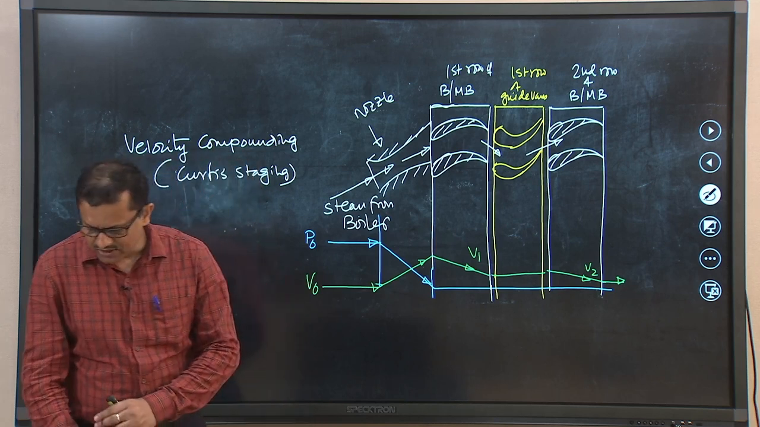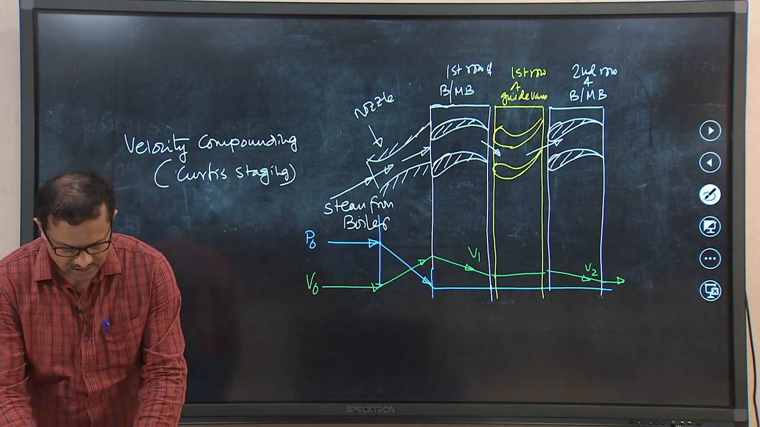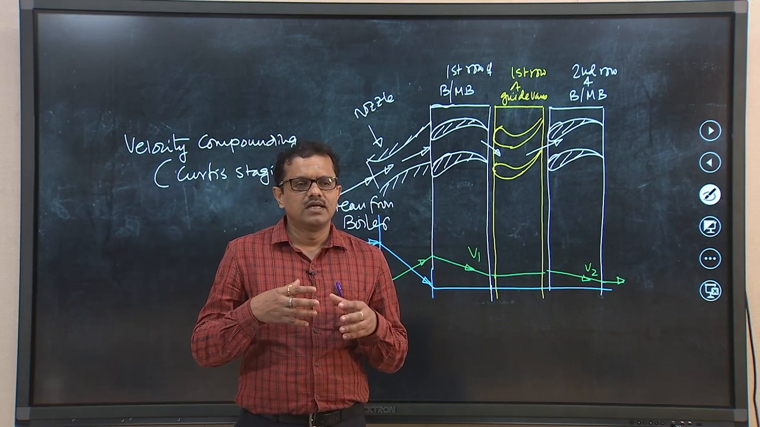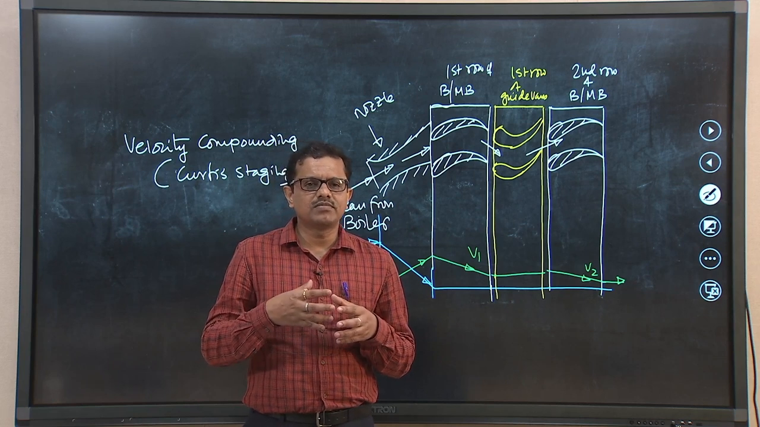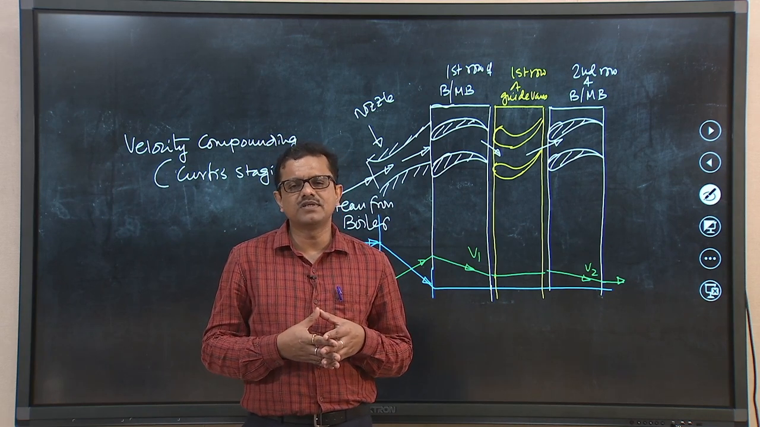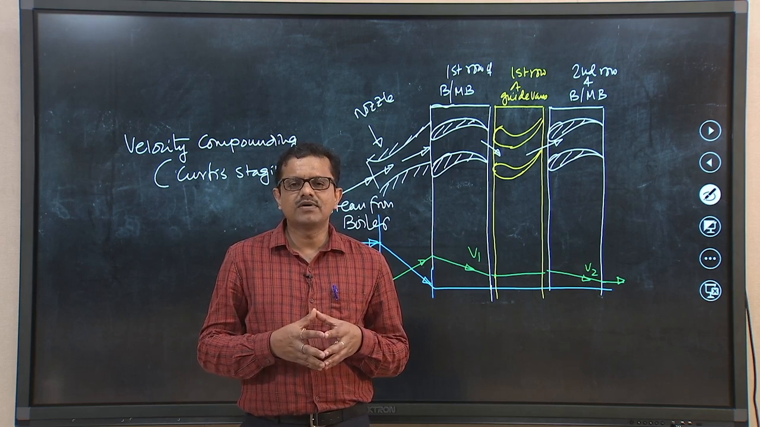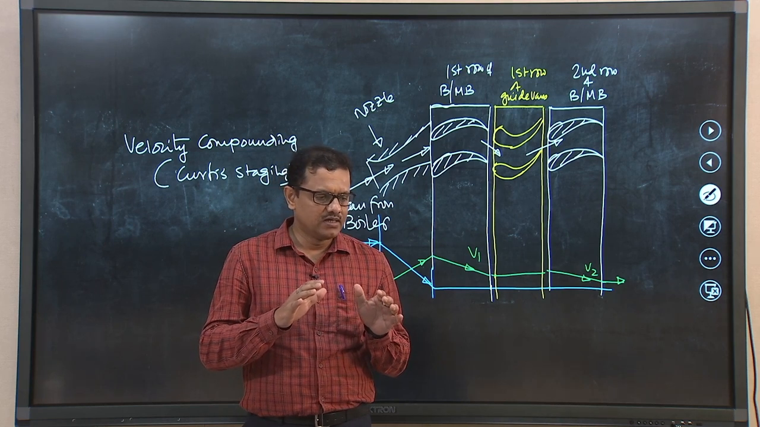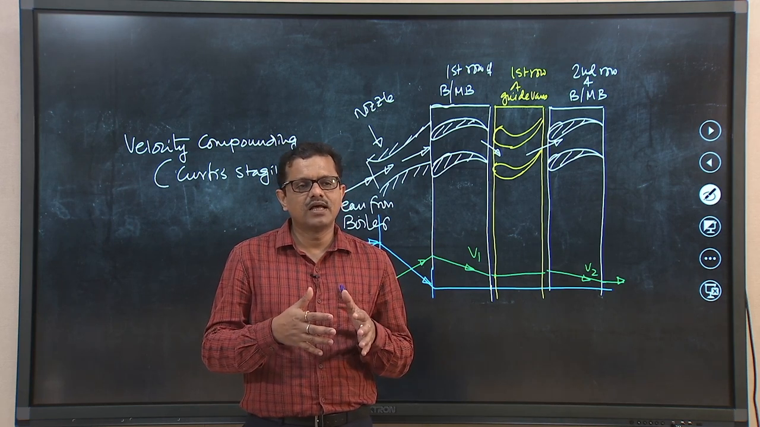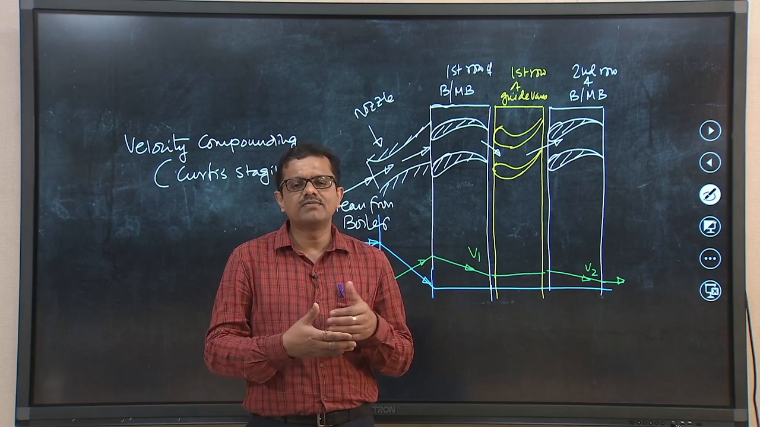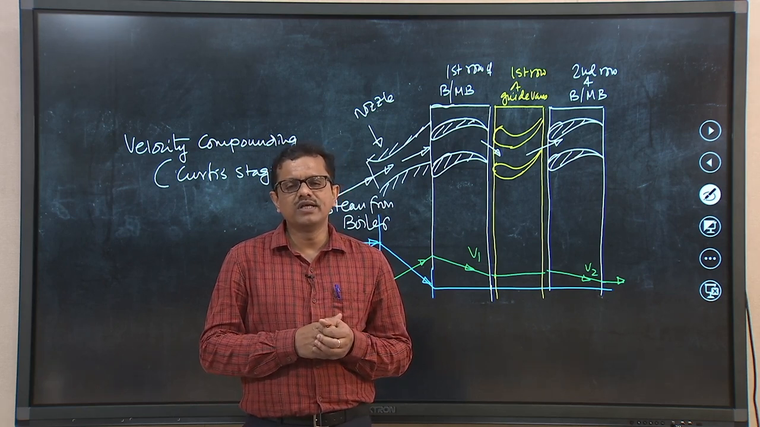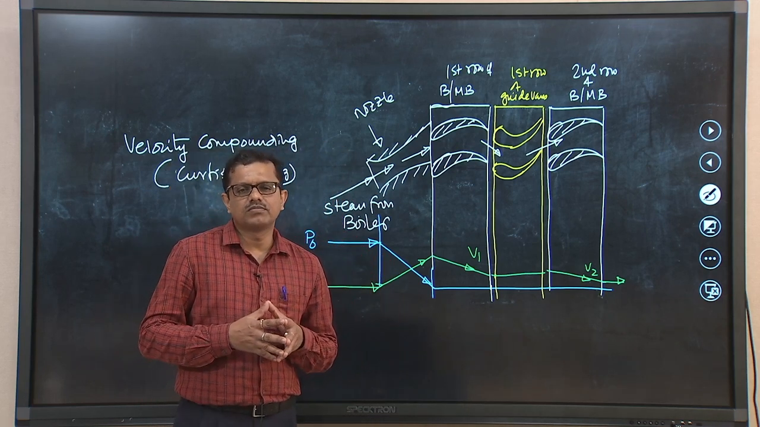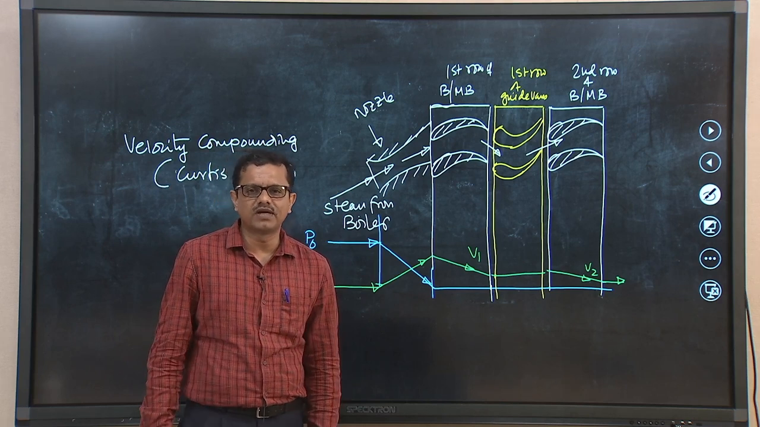If we try to summarize, today we have discussed compounding, and why this particular arrangement is needed for the efficient operation of the steam turbine. Then we discussed the types of compounding, both types, and we saw how pressure and velocity compounding, these two compoundings, work essentially for the efficient operation of the steam turbine unit.